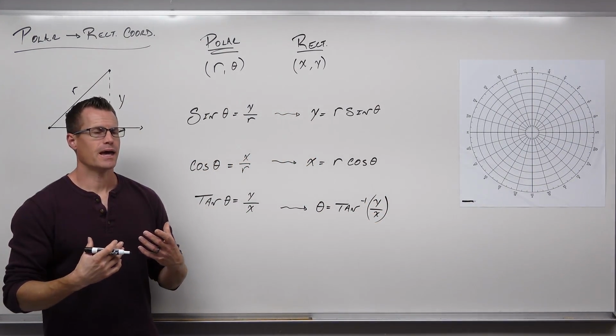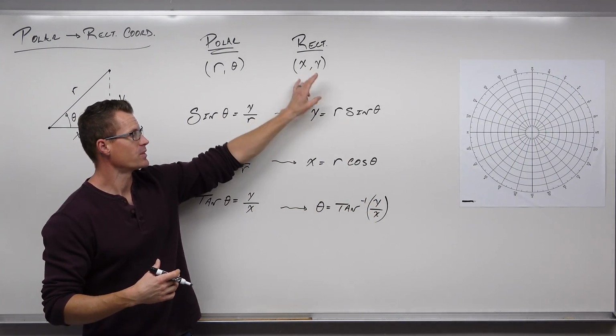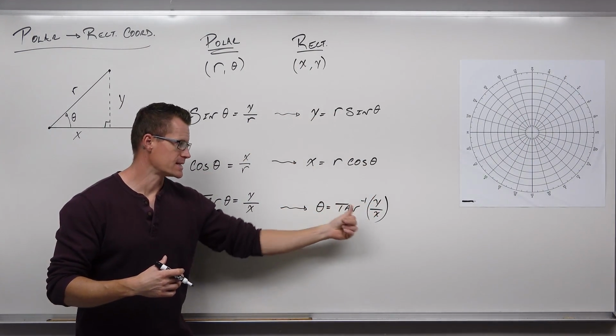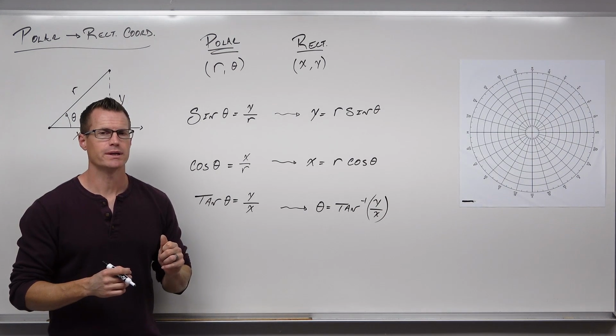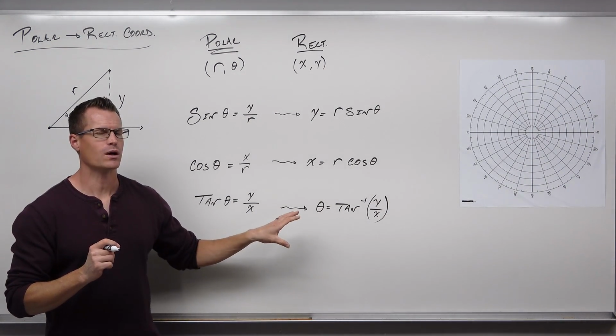This is how you'd find the angle if you're given rectangular, right here, y and x. You can put them in a ratio, y over x, take tangent inverse, and it will give you your angle. Now, this is a little tricky because our quadrants can get a little bit messed up. We have to really watch this.